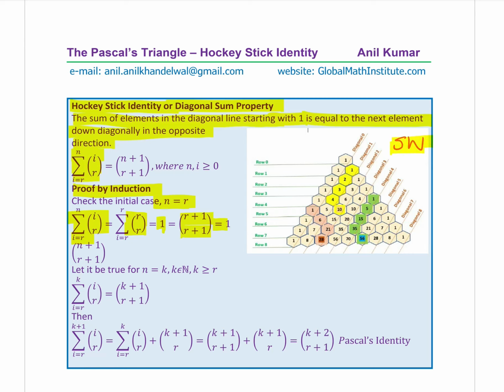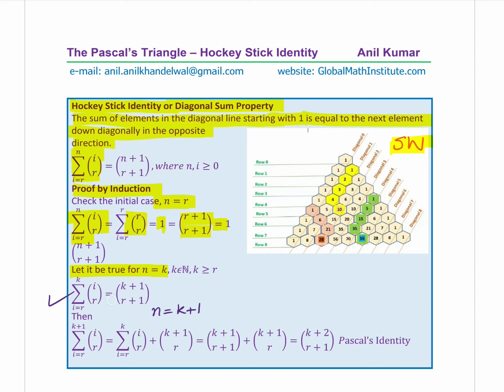Clear? Now, let it be true for n equals k. This is what the method of induction is. So when it is true for k, in that case, we know that the sum of iCr when i changes from r to k should be equal to k plus 1 Cr plus 1, right? Now we need to just show if I replace n with k plus 1, right? So now if I write n equals k plus 1, then is it true or not? This is what we need to check. So we have replaced n with k plus 1 right there.